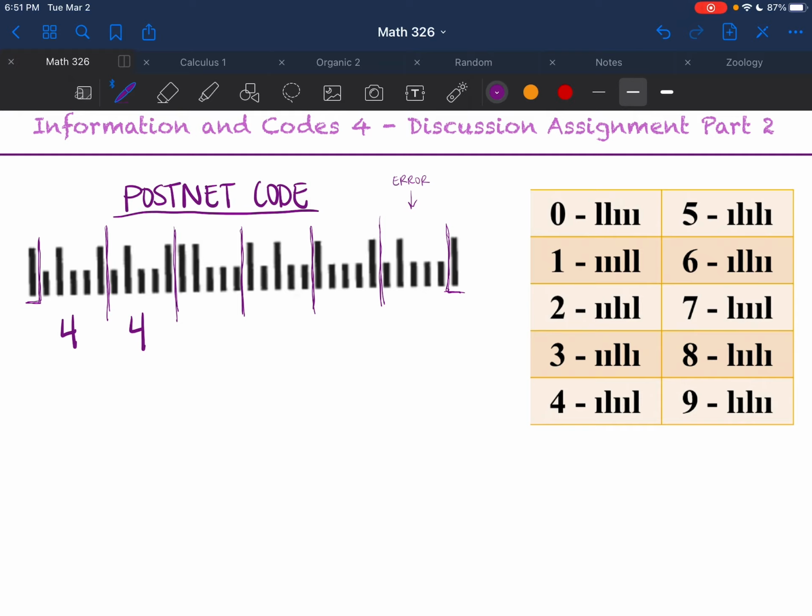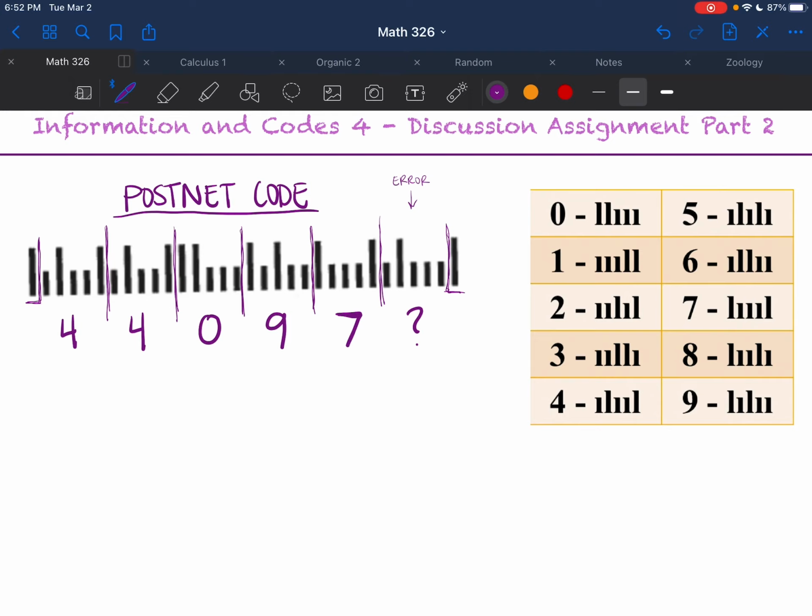But this third group is tall, tall, short, short, short. So let's look at our table, and right at the top, 0 is tall, tall, short, short, short. Perfect. Our fourth digit is tall, short, short. We can look over here and see that 8 is also tall, short. Nope, just kidding, not 8. 9 is tall, short, short. And then our fifth digit is making that U shape, tall, short, short, short, tall, just like number 7. And then our last digit has an error in it, so we don't know what that one is. So we'll represent it with a question mark.